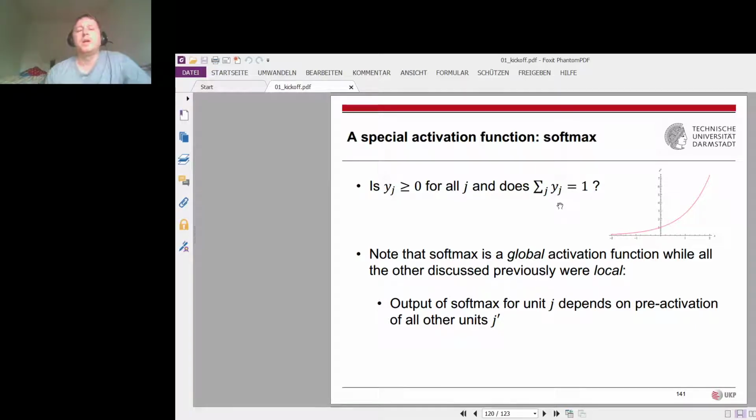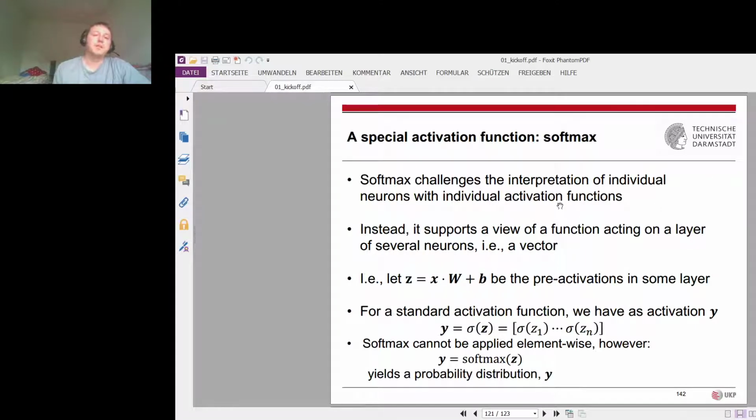And also note in particular that softmax is a global activation function, where all the other previously discussed were local. That means that the output of a softmax for unit j depends on the pre-activation of all other units, right? All the previous activation functions that we were looking at operated only on a single neuron, while softmax depends on the pre-activations of all the units in one layer, right? Therefore, softmax challenges the interpretation of individual neurons with individual activation functions. Instead, it supports a view of a function acting on a layer of several neurons. That means acting on a whole vector.